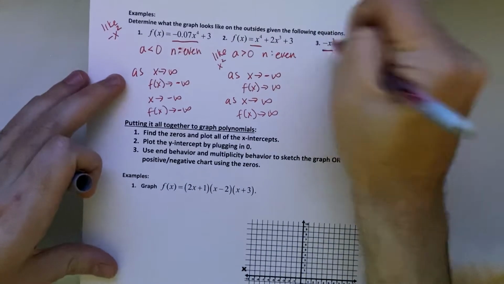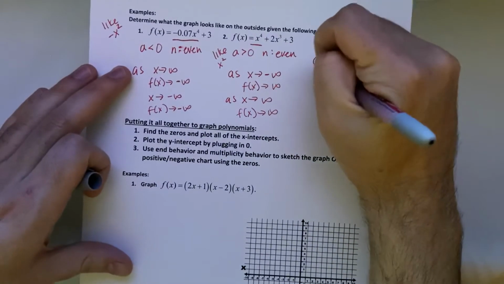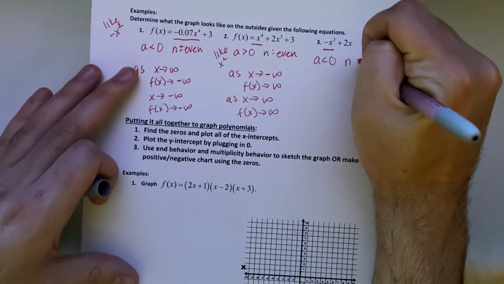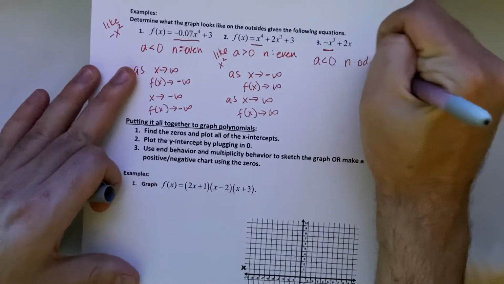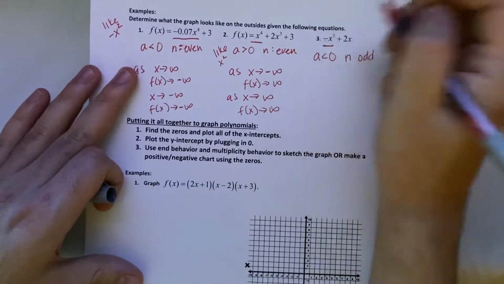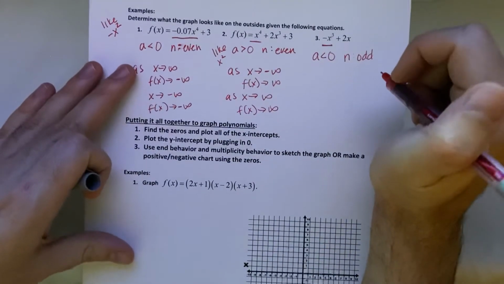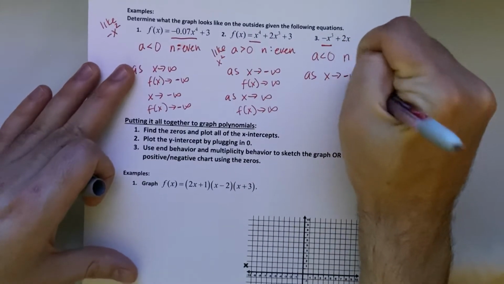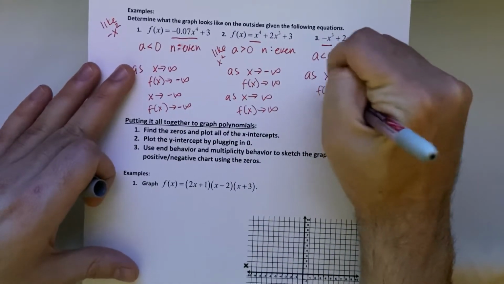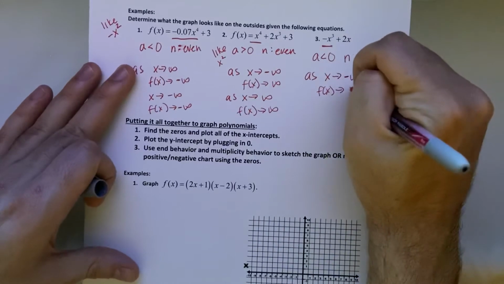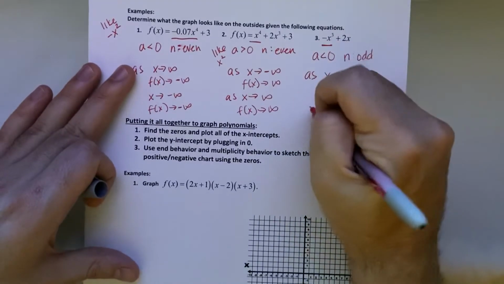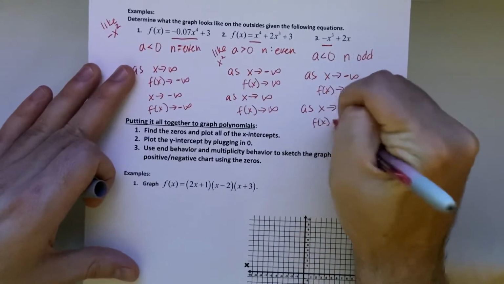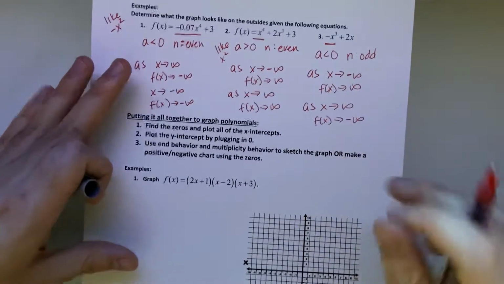Now the leading term for number 3 is negative x cubed, so a is negative, and n is odd, which means this is like negative x cubed, which is what we were looking at there. So as x goes to negative infinity, f of x goes to positive infinity, and as x goes to positive infinity, f of x goes to negative infinity.